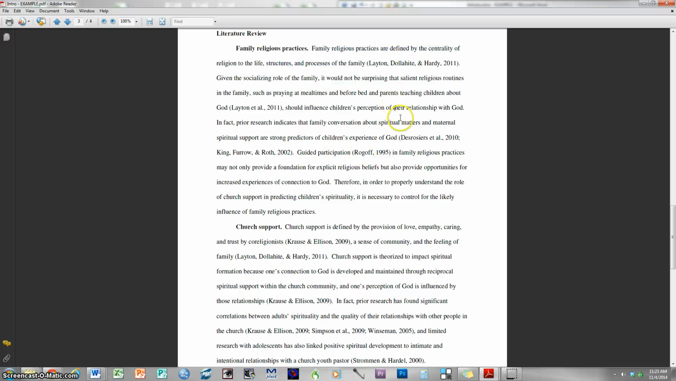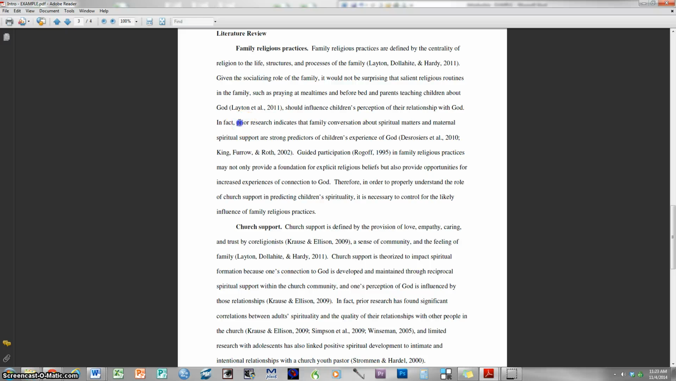Family religious practices are defined by the centrality of religion to life structures and processes of the family. Citation. Given the socializing role of the family, it would not be surprising that salient religious routines, such as praying and so forth, should influence children's perception of the relationship with God. So this explains why there'd be a relationship: the family has a socializing role, so it would make sense.